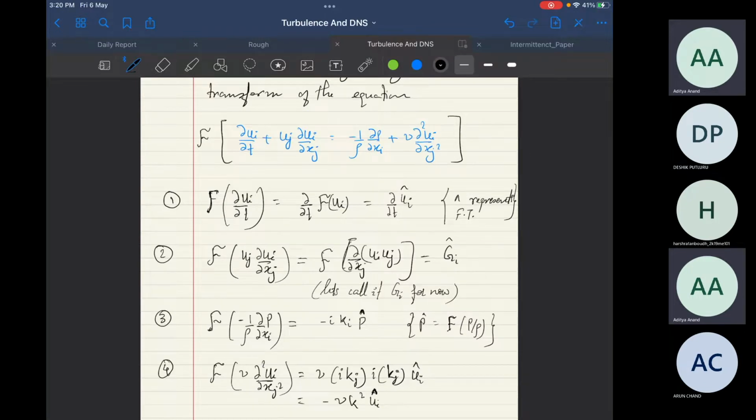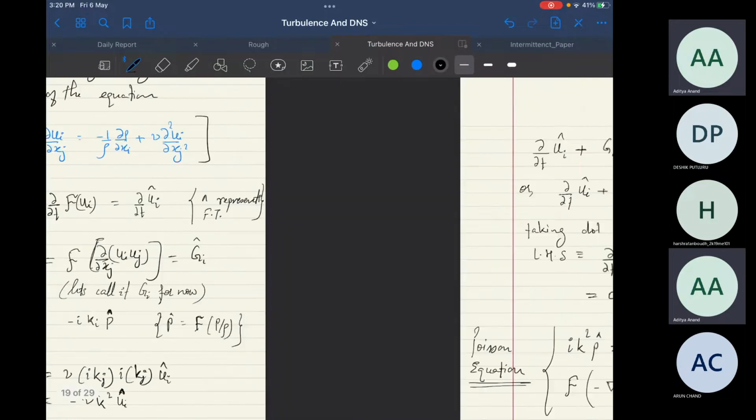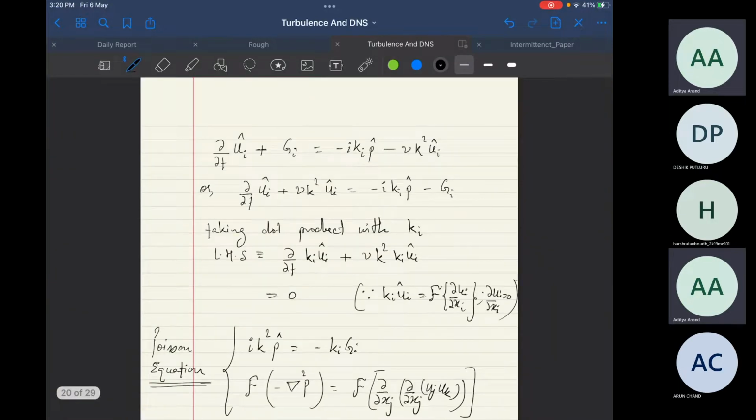Okay, so the Fourier transform of ui. Okay, so the equation in Fourier domain can be written like this. So for the time derivative term, you have this term. For the convective term, we wrote it as gi. For the pressure term, we had got minus I ki p hat, and for the viscous term, we got this. Now we'll rearrange it like this. We'll bring the viscous term here, and the g we'll take to the right hand side. So we'll get this. Okay, so now we'll take the dot product of this equation with ki.